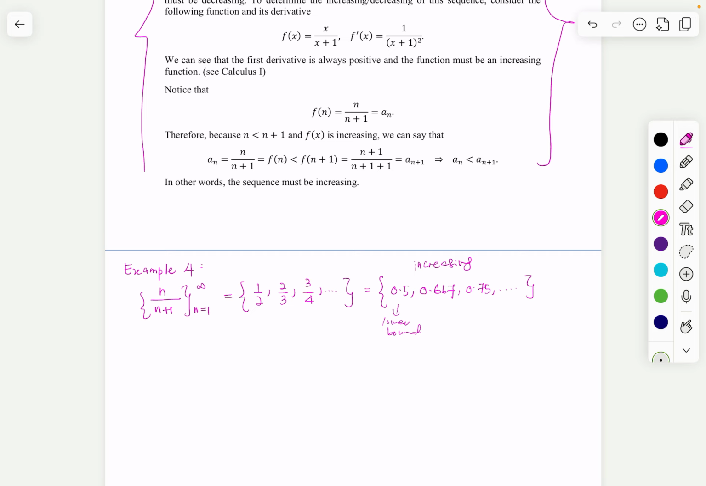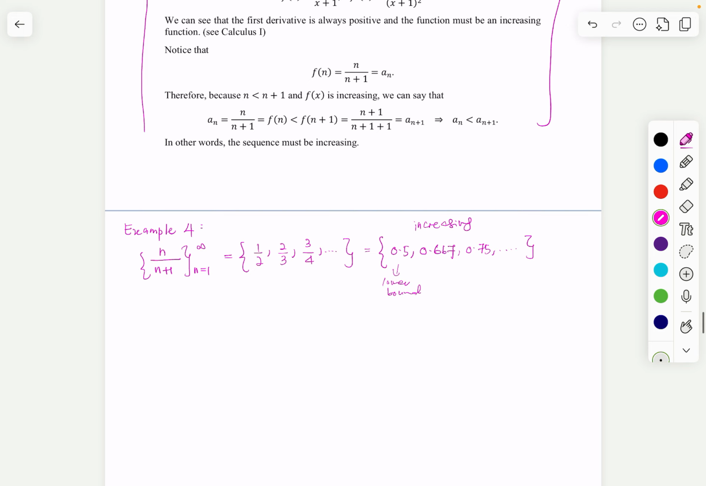Okay, so to confirm, we let the sequence be a function first. So I let f(x) equals x over x plus 1. Okay, and then we find the first derivative. For the first derivative, you use the quotient rule, recall back calculus 1.